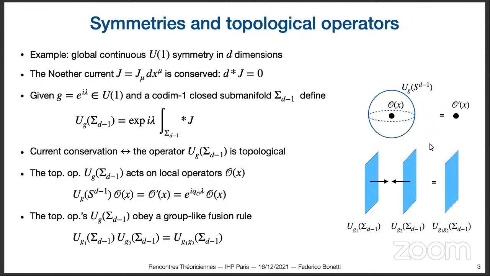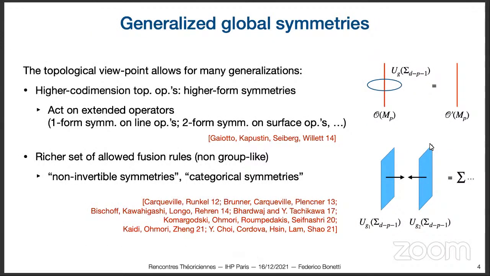And now the idea is, let's essentially forget about the current, and let's just keep the pictures, the topological perspective, because then we can do all sorts of new things. We can consider higher codimensional U operators. Now they're still topological, but they don't link to point operators anymore, but rather to extended objects, this curly O of n p, and therefore describe what is usually referred to as a higher form symmetry.